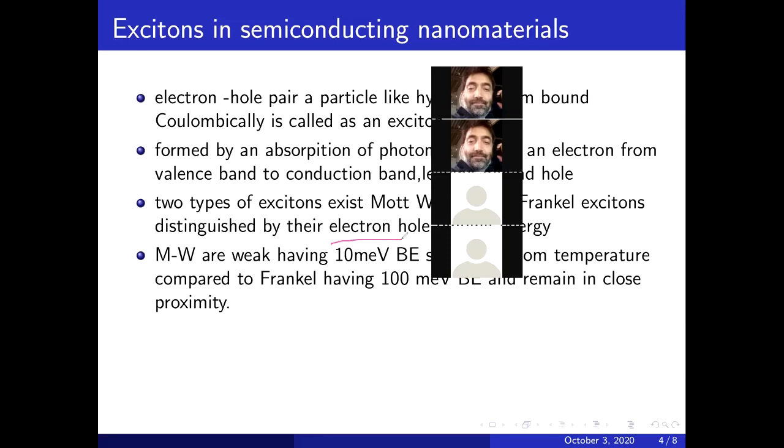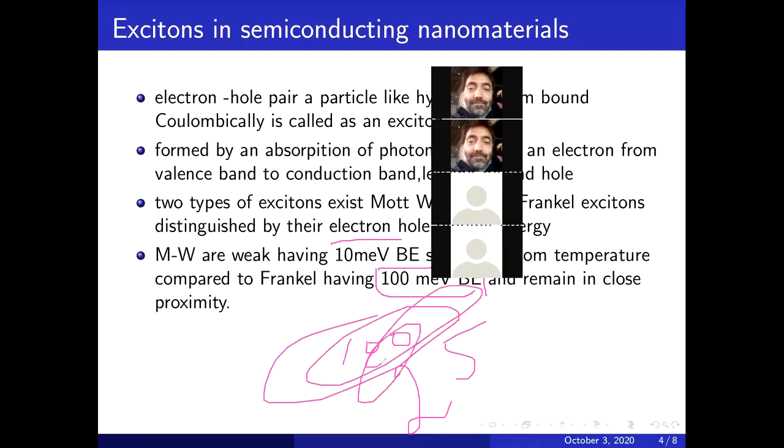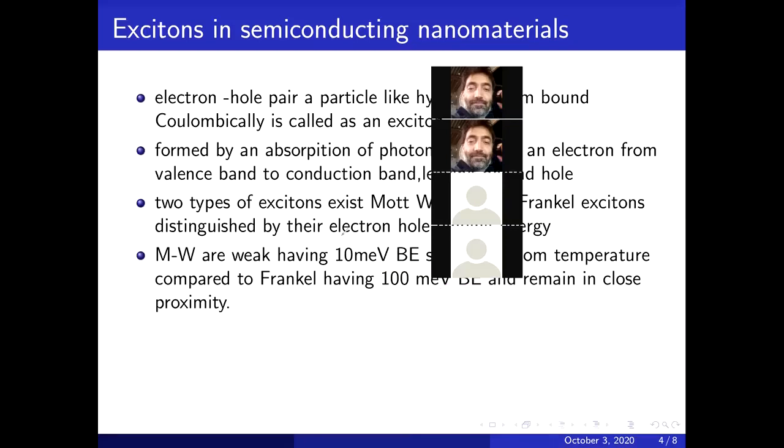While this kind of exciton, which has a binding energy of 100 meV, once formed, is quite stable at room temperature because 100 meV is not available in the room. We have only 25, so 25 cannot break this system. This is quite stable. So we can easily find Frenkel type exciton at room temperature, and we cannot find Mott-Wannier type exciton at room temperature. So these are two kinds of excitons.